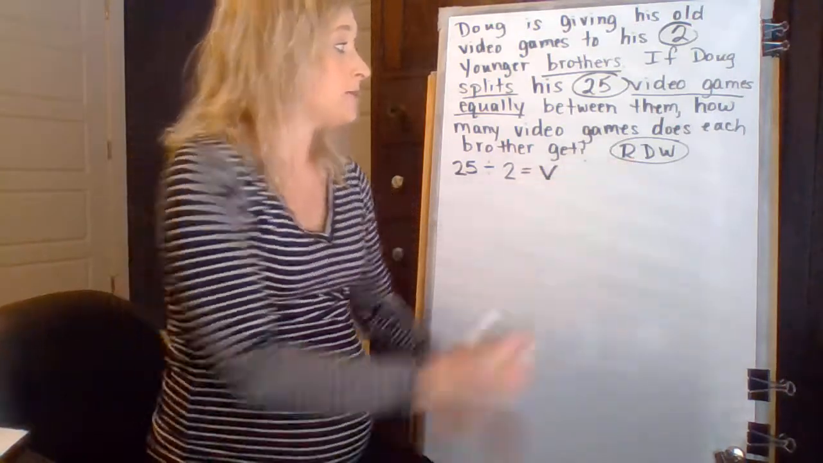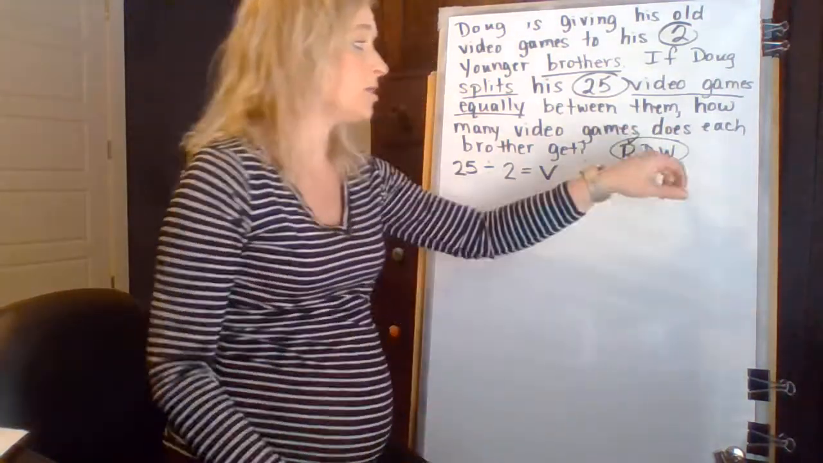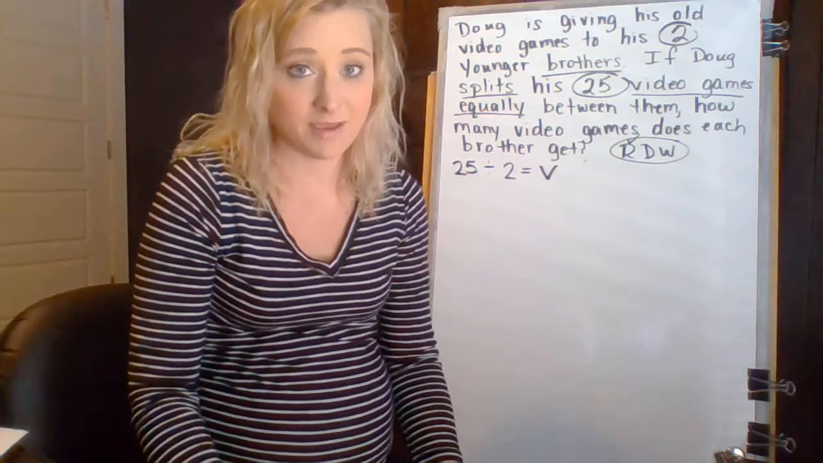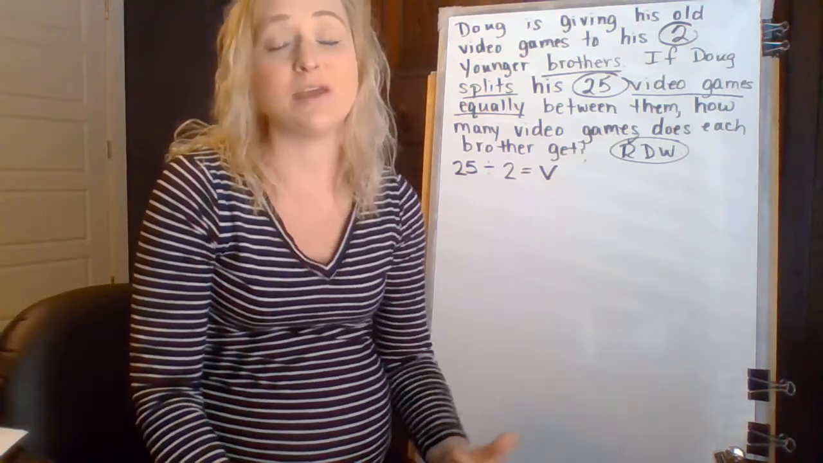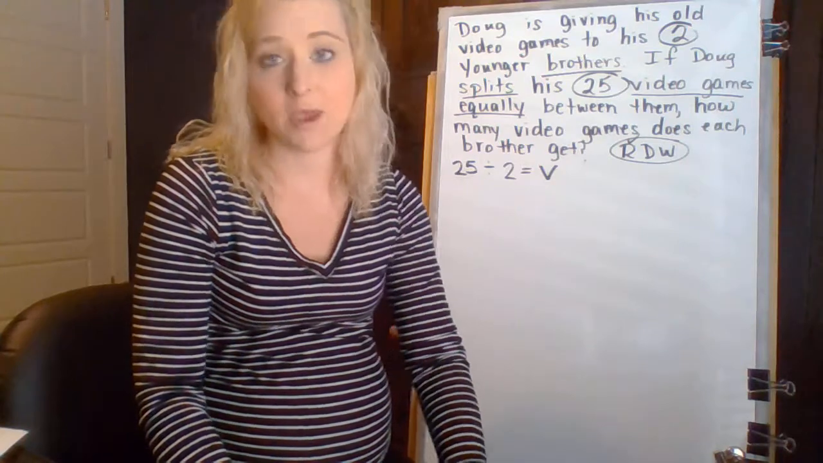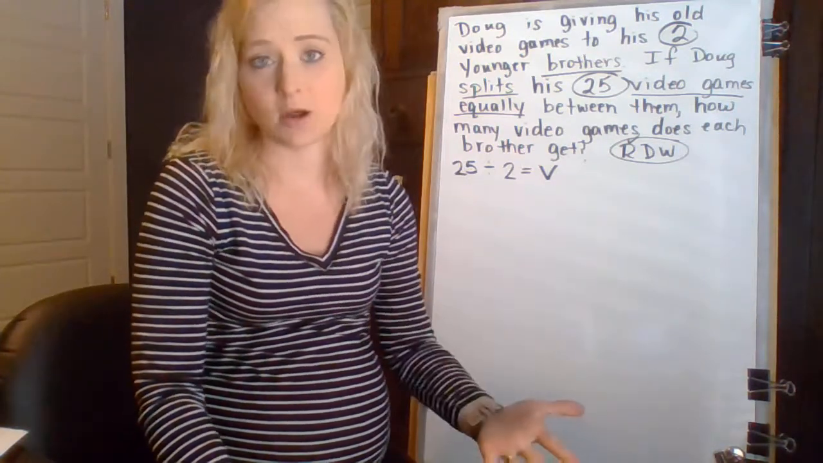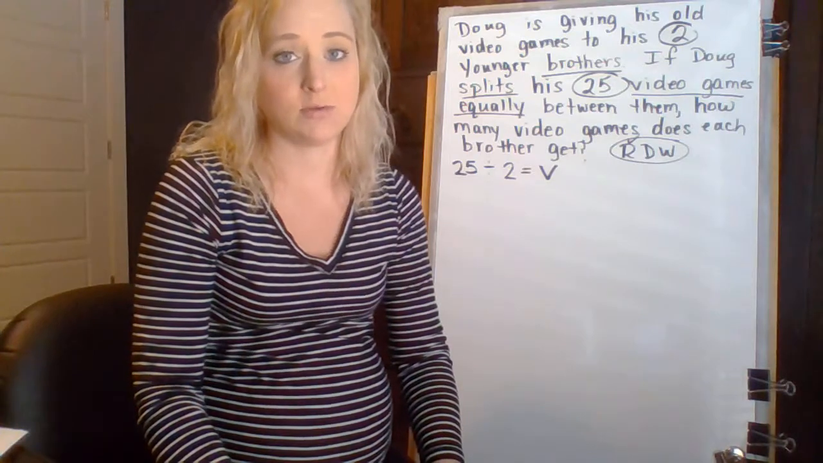Now we've done R, and we've got to do the D part. We have to demonstrate our thinking. We have to either draw a labeled sketch, use numbers, or use words to show how we're going to do this.